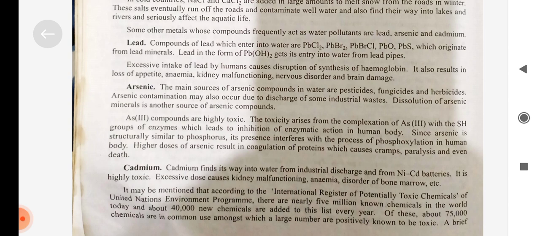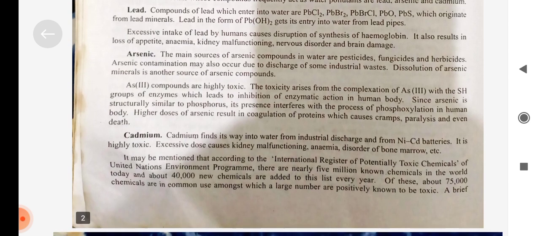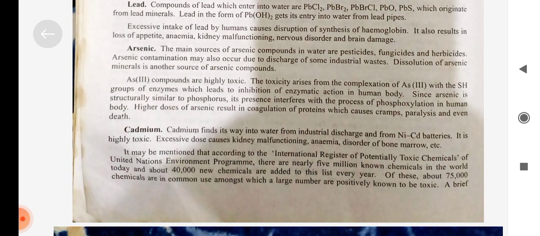Arsenic. The main sources of arsenic compounds in water are pesticides, fungicides, and herbicides. Arsenic contamination may also occur due to discharge of some industrial wastes and dissolution of arsenic minerals. Arsenic(III) compounds are highly toxic. The toxicity arises from the complexation of arsenic(III) with the SH group of enzymes, which leads to inhibition of enzymatic action in the human body.